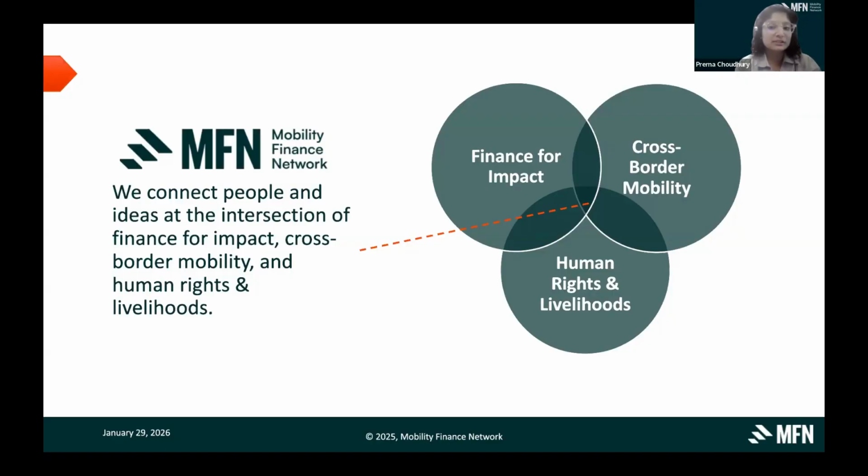So really to bring more attention and conversation to the space, we launched the Mobility Finance Network in 2024, but really kicked off activity last year. It's a community of people and ideas at the intersection of the three circles that you see here: finance for impact, cross-border mobility, human rights, and livelihoods. Our rationale for the creation of such a space is that we hope to nudge these three groups towards thinking more about the intersection between these circles.